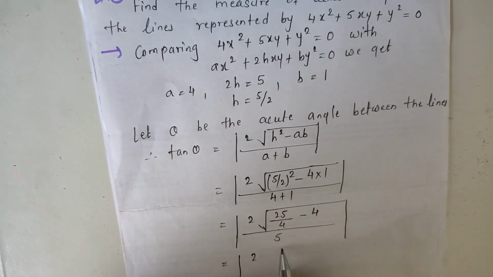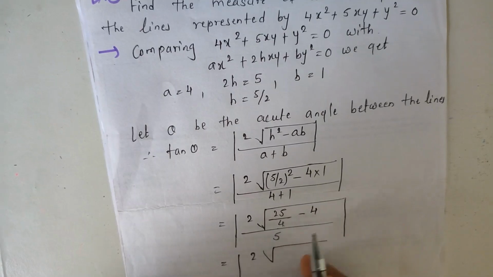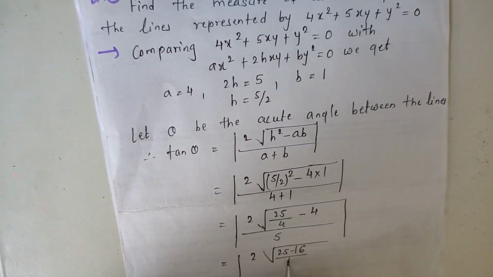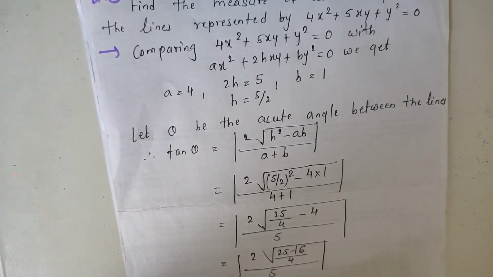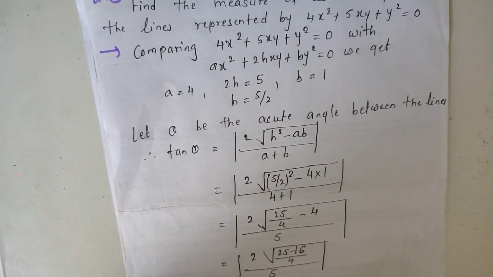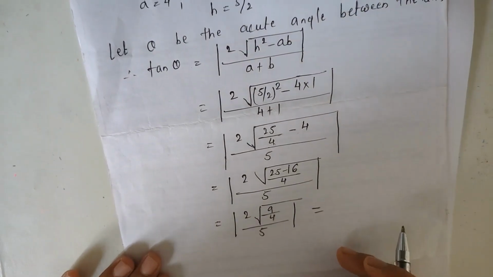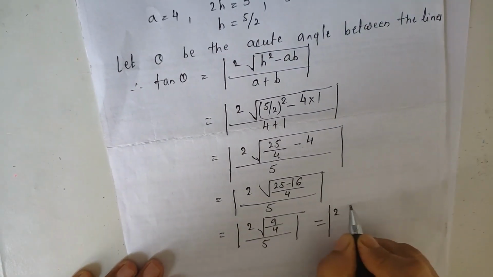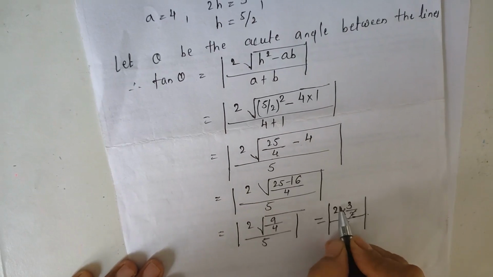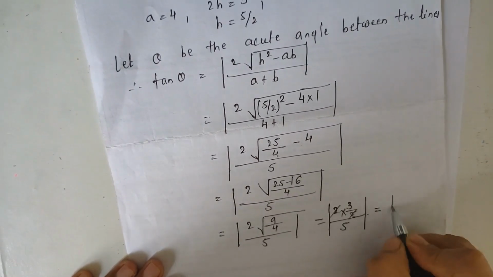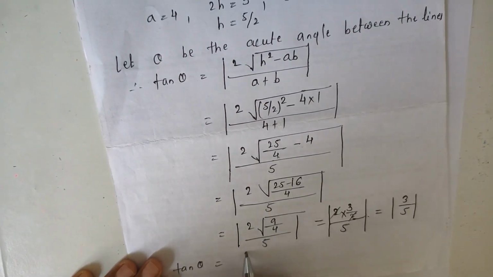Then the next step, simplifying this root, we get 25 minus 16 upon 4, divided by 5, is equal to mod of 2 into under root of 25 minus 16, 9 by 4, upon 5. Now square root of 9 by 4 is 3 by 2. So 2 into 3 by 2 upon 5. 2 will be cancelled and the value is mod of 3 upon 5. So we get tan theta is equal to 3 by 5.